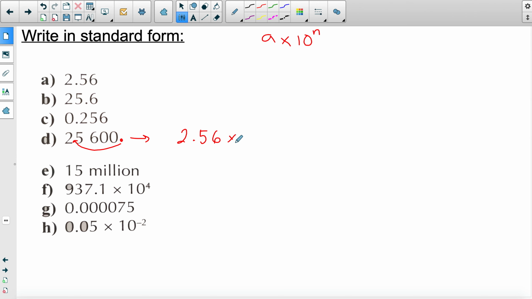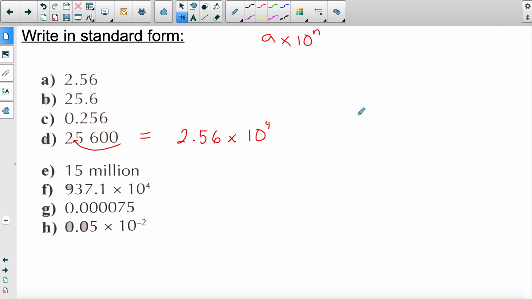Then I need to multiply this by 10 to the power of, well, how many decimal places did I move it? It's 4 spaces. Now, why is it a positive 4? Keep in mind that standard form doesn't change the number. It just changes how the number looks, but it doesn't change the value of the number. So this arrow is actually an equal sign.